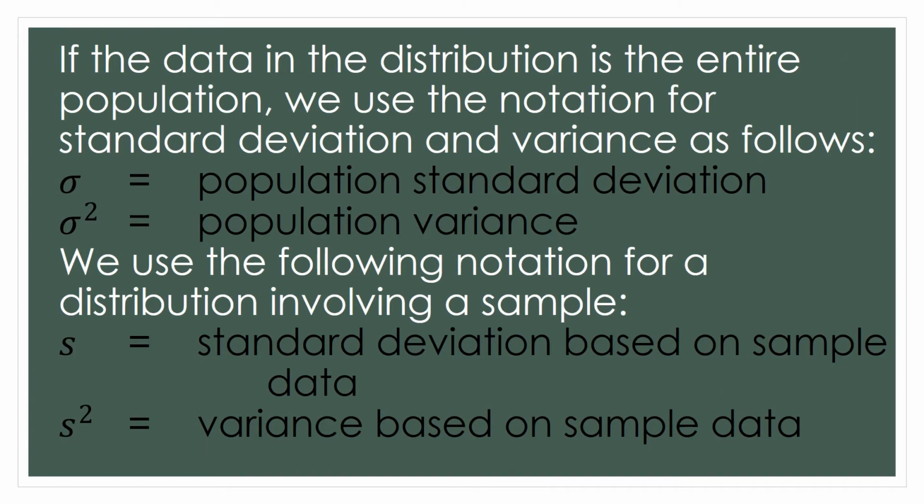So if the data in the distribution is the entire population, we use the notation for standard deviation and variance as follows. So we have this notation for population standard deviation, this one for population variance. Now we use the following notation for a distribution involving a sample. We have S for standard deviation based on sample data, and S squared for variance based on sample data.